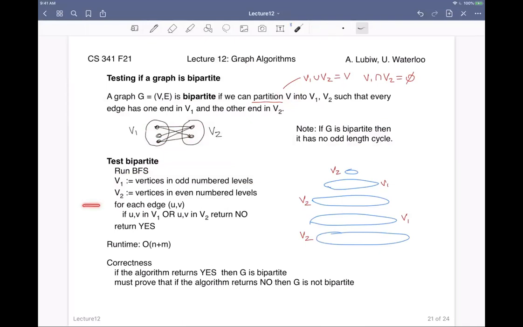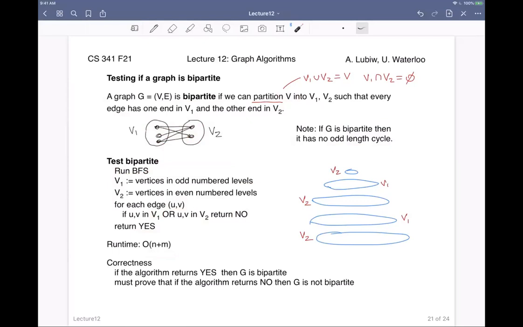And then I'm just going to test if that partition works. So for every edge, I'm going to check if U and V are both in the same set, either V1 or V2, I'm going to return no. This is not a bipartite graph. And otherwise, I return yes. Okay. So the runtime is just the breadth first search here, and then linear time to do this. And here I'm checking through all the edges. So order M here. The runtime is order N plus M.